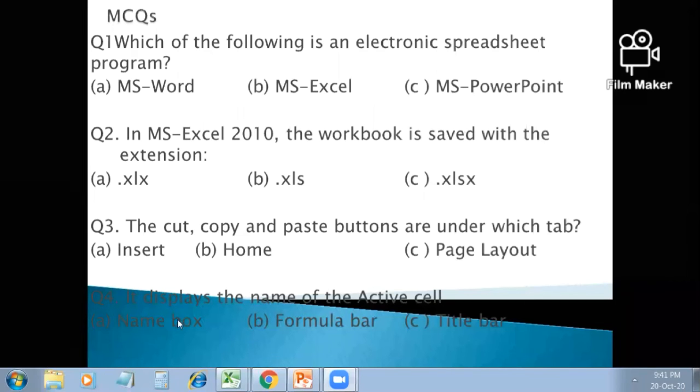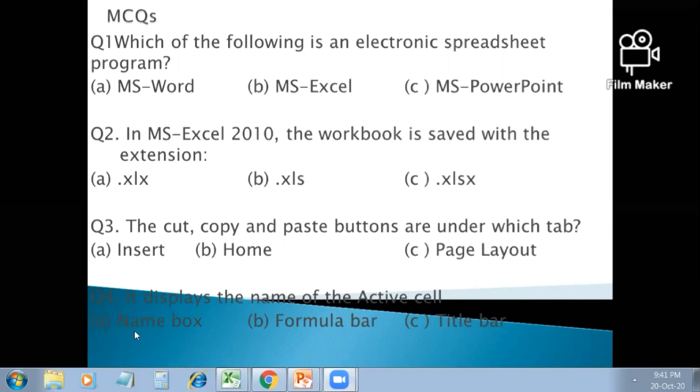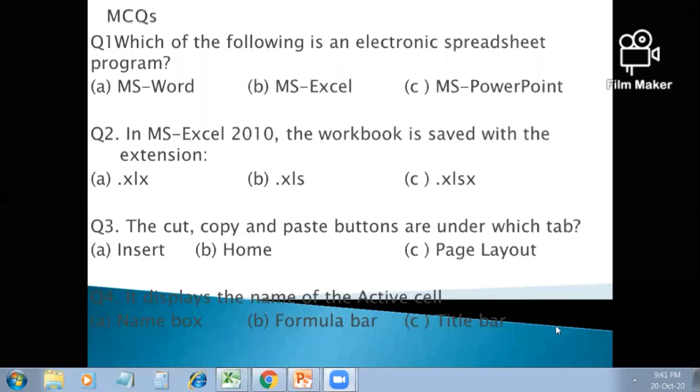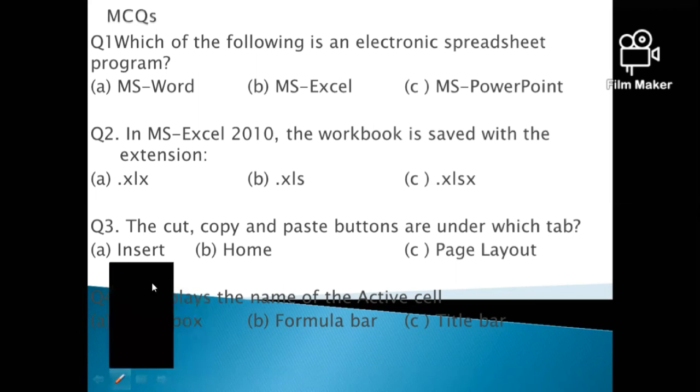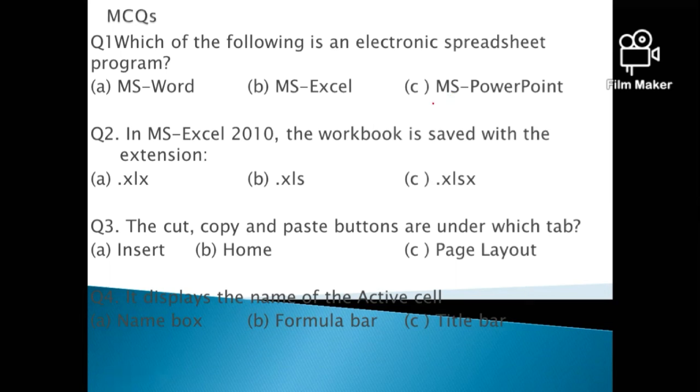Now let's discuss today's work. Our first question is, which of the following is an electronic spreadsheet program? Options are A, MS Word, B, MS Excel, C, MS PowerPoint. Answer will be B, MS Excel. MS Excel is the spreadsheet program and MS Word is used to type the text in a document.